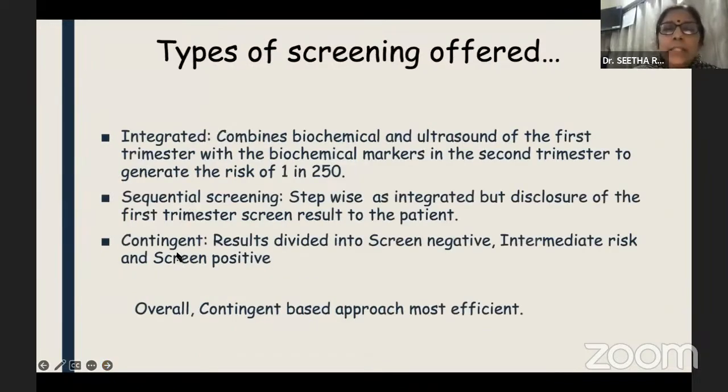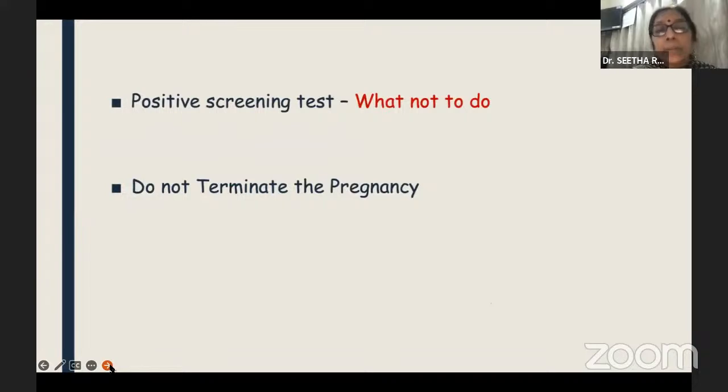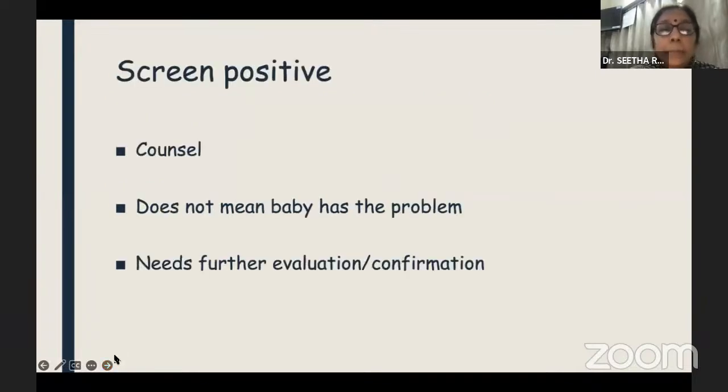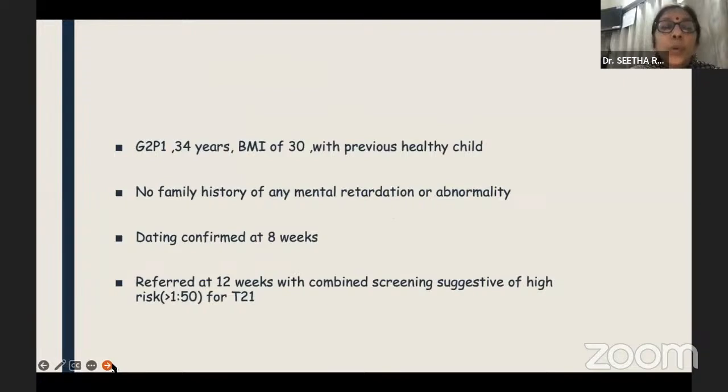So when you talk of these screening offers, there are typical types of tests: integrated, sequential, and contingent. With integrated, you have to use the first trimester and second trimester, and then you give a final risk. And sequential, we do stepwise. For the low risk people, we again do a quadruple test and decide. But the most commonly used nowadays is the contingent screening, where we divide the screen reports into negative, intermediate, and screen positive. Whatever you do, when you have a positive screening test because of the biochemical markers, please do not terminate the pregnancy. And of course, counsel the patient on what needs to be done.